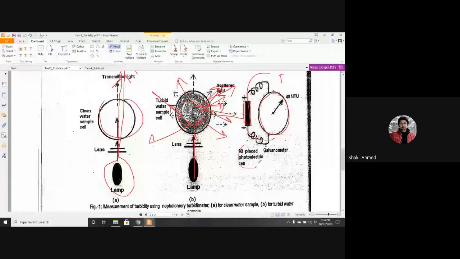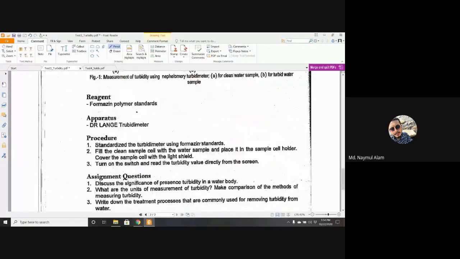This is not about 90 degree of the scattered light. 90 degree is for this device. This device is at 90 degree. Okay, the light doesn't need to be 90 degree. That can be here and there. As long as the light hits this cell, you will detect the light. Clear? Yes, sir.